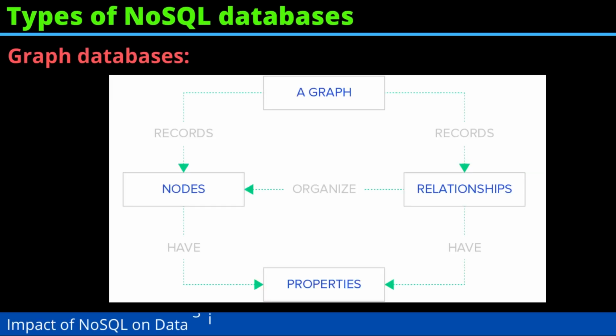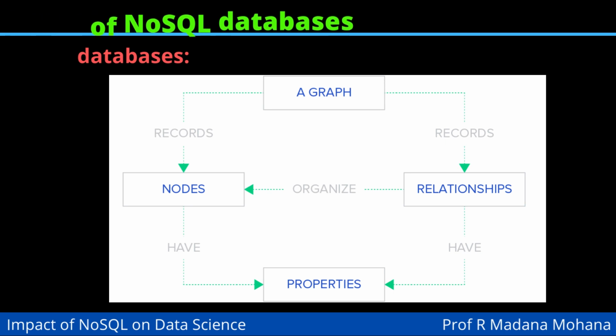Let us see the example. Here we are having a graph with nodes and their relationships followed by properties. Here you can see the graph. First it records nodes, then it records relationships, then relationships organize nodes, then nodes have properties and relationships have properties. This is one example of a graph database.